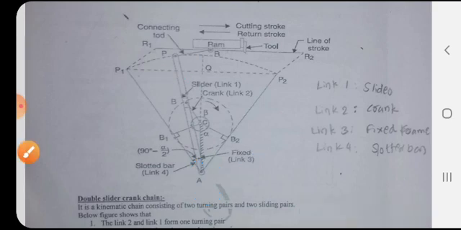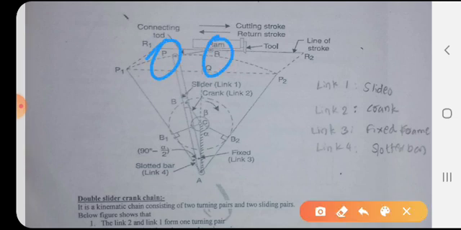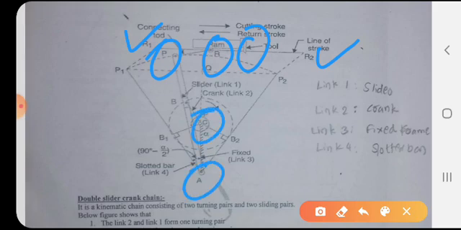The short link PR, this is P and this is R, transmits the oscillatory motion from AP to the ram, which carries the tool and reciprocates along the line of stroke R1 to R2. The line of stroke of the ram, R1R2, is perpendicular to AC. I hope you understand.